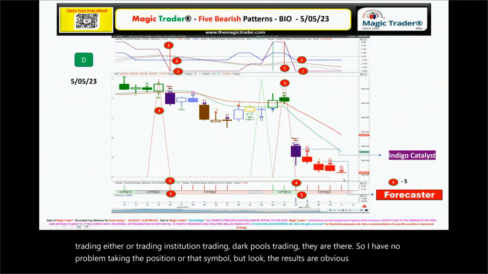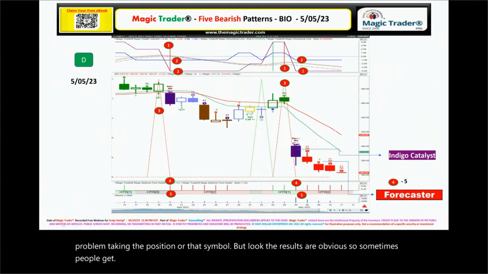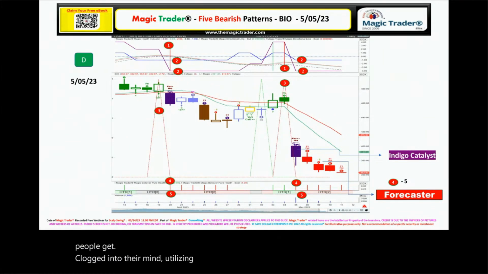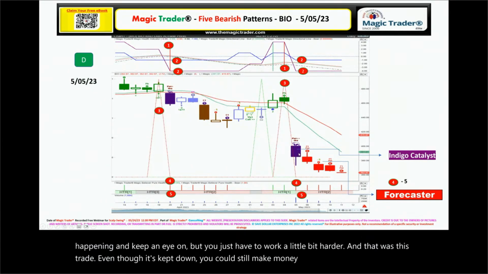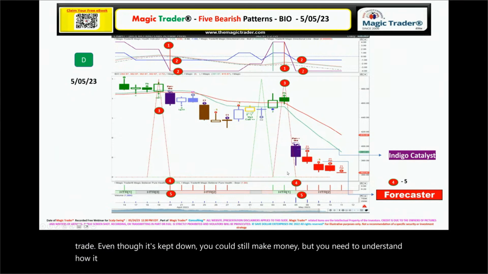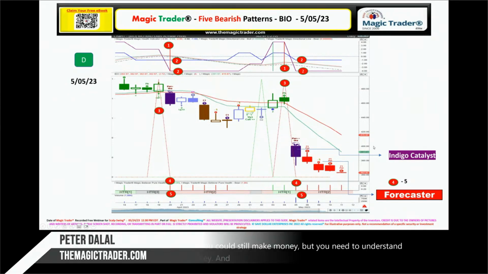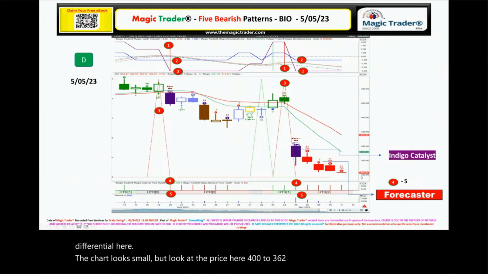So sometimes people get clogged in their mind utilizing some assumptions, but you have to use what else is happening and keep an eye on it. You just have to work a little bit harder. And that was this trade. Even though it gapped down, you could still make money, but you need to understand how it got anchored. That was the key. And believe me, it's a $30-40 differential here. The chart looks small, but look at the price here, $400 to $362. And still it went down later. Come on, 10% is not enough for you?